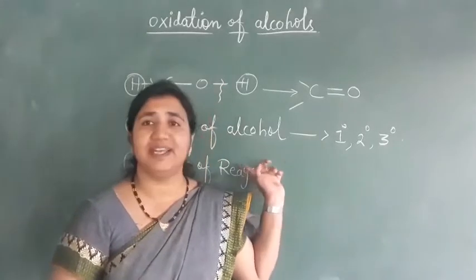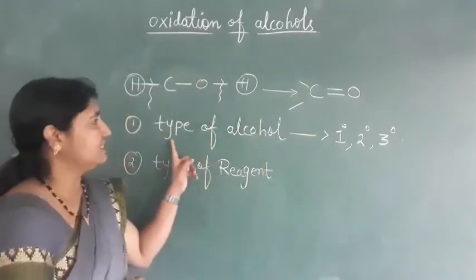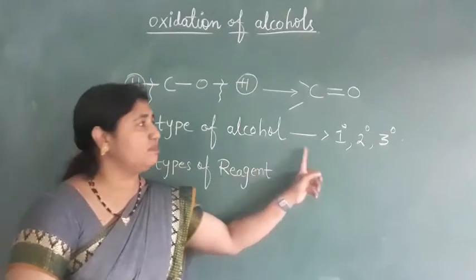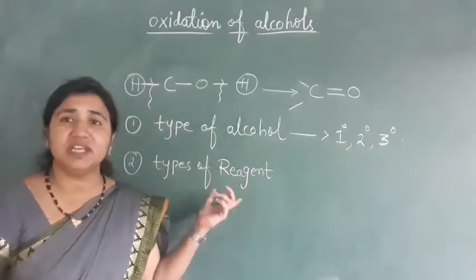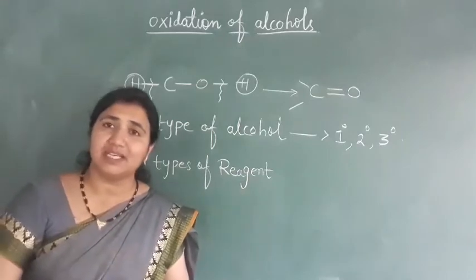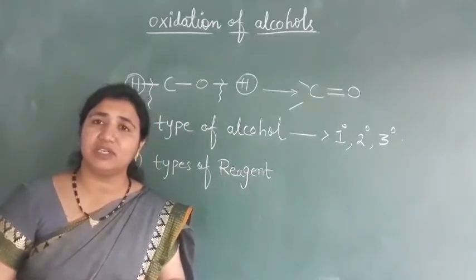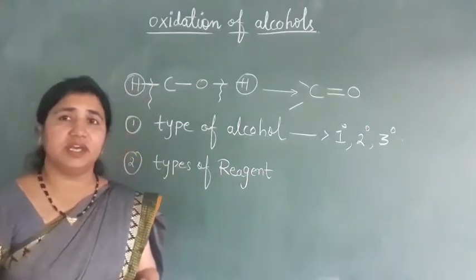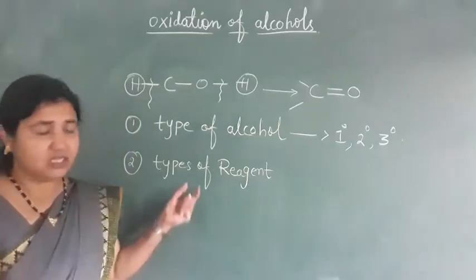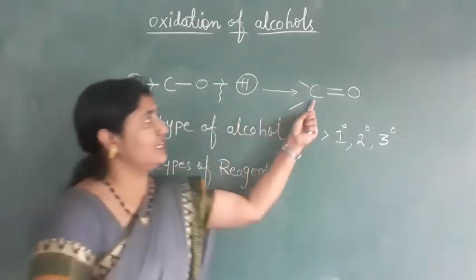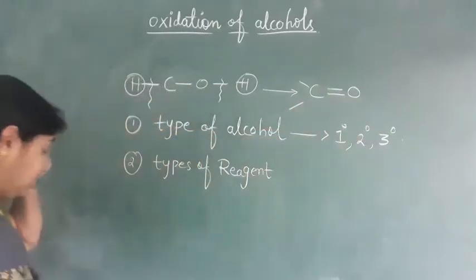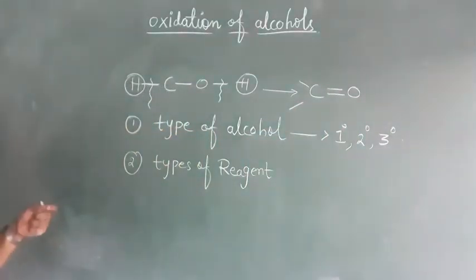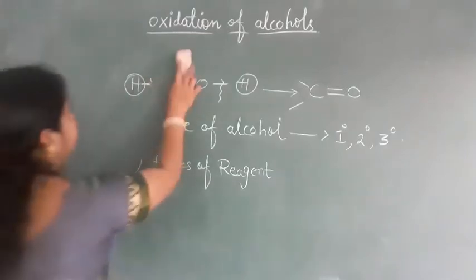Oxidation of alcohol depends on two factors: the type of alcohol, whether it is primary, secondary or tertiary, and the type of reagent, whether we are using a strong oxidizing agent or a mild oxidizing agent. By this oxidation of alcohol, the carbon double bond O will form here. Let's see what will happen.